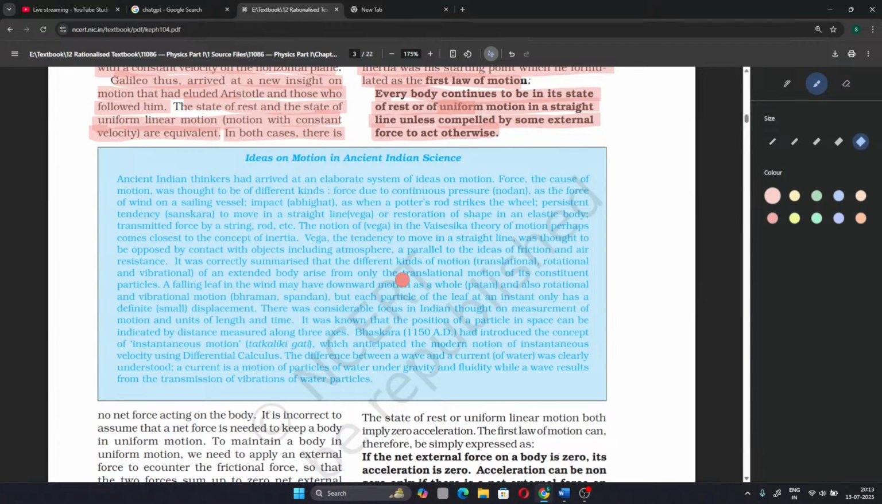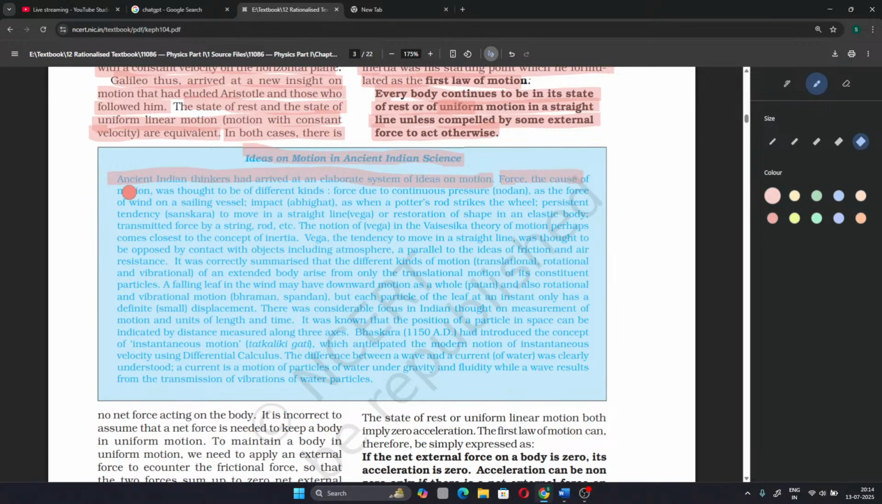Now they gave some extra information here, on ideas of motion in ancient Indian science. Let's just read it once. Ancient Indian thinkers had arrived at an elaborate system of ideas on motion. They came up with many things.